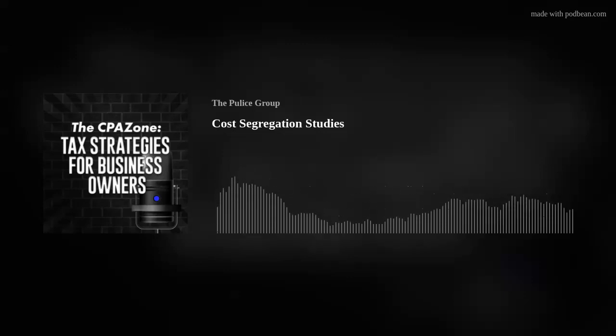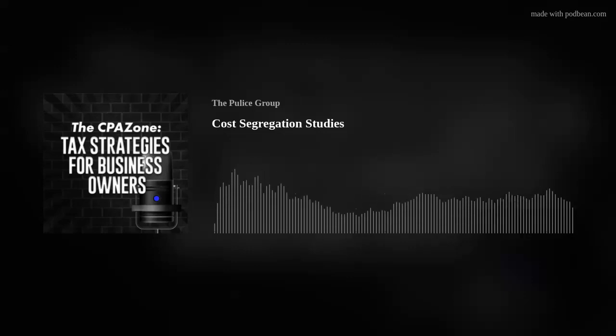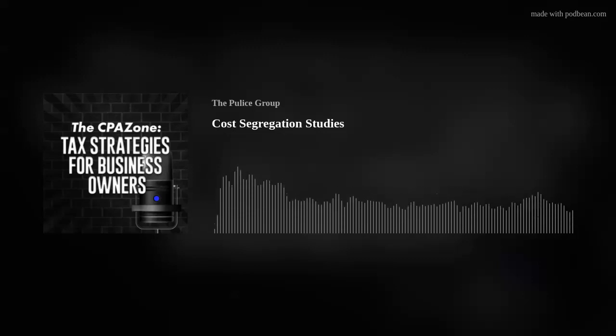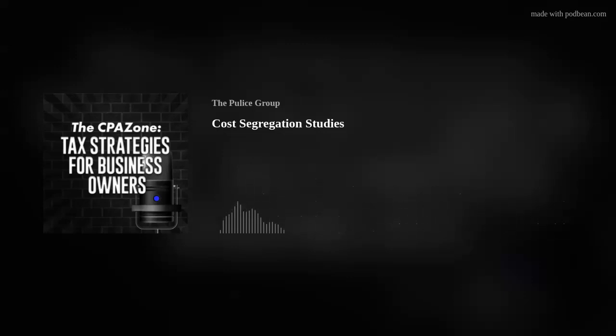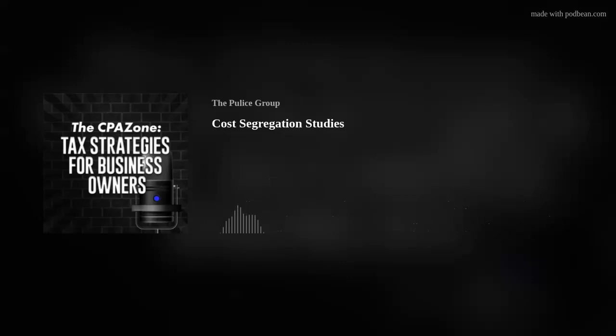Today, we're going to talk about cost segregation studies and how you can really maximize the benefits of using a cost seg study. A cost segregation study is the process of reallocating the cost of a property you're buying among the various building components. So values are assigned to the personal property, 5- and 7-year property, and land improvements, the 15-year property, which are depreciated at a faster rate than the building itself.